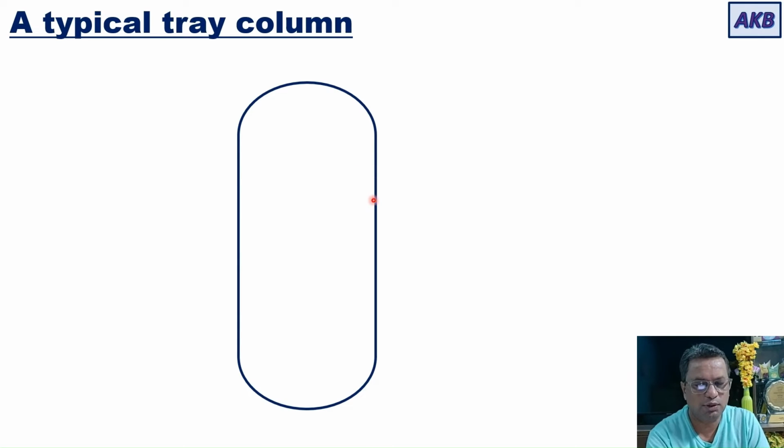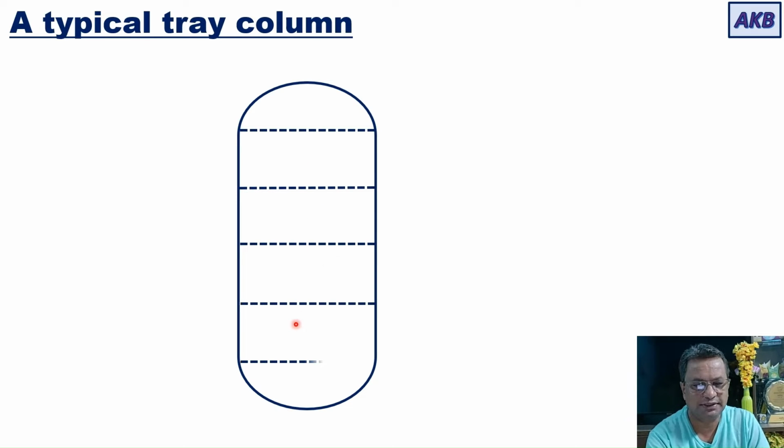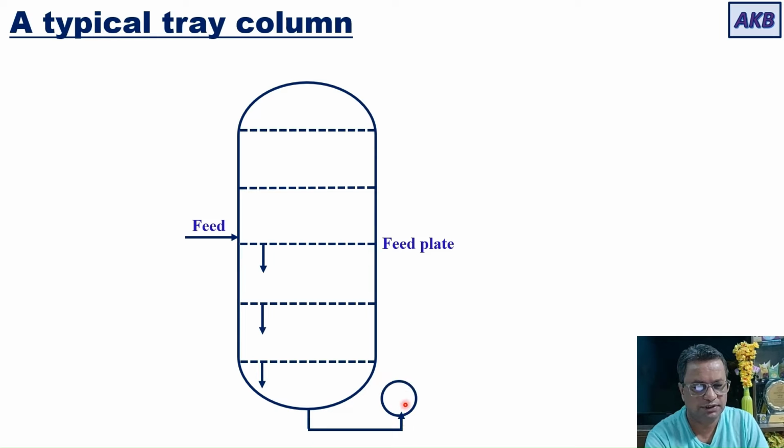A tray column is a cylindrical vessel which has multiple trays in it. Each tray acts as a device where vapor and liquid phases come in contact with each other. Feed is admitted into the column on a tray that is called the feed tray or feed plate. The liquid part of the feed will then flow down. It is taken out at the bottom, sent to a reboiler where it is heated to create a vapor phase.